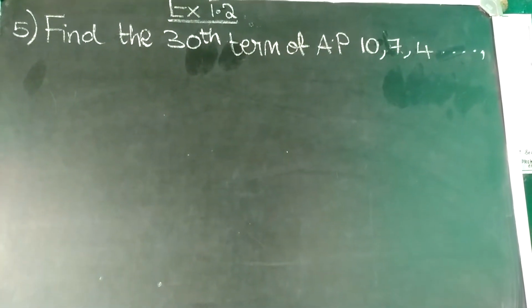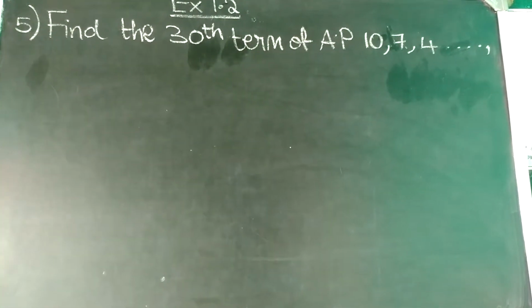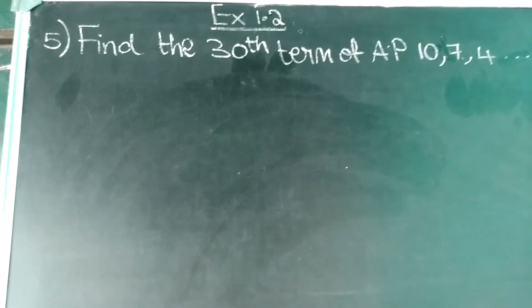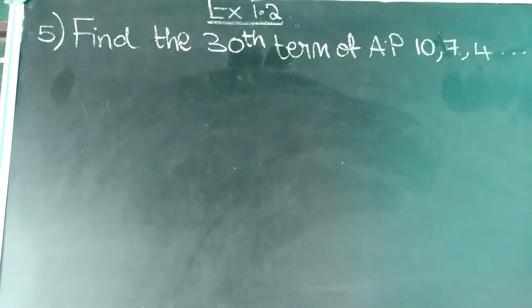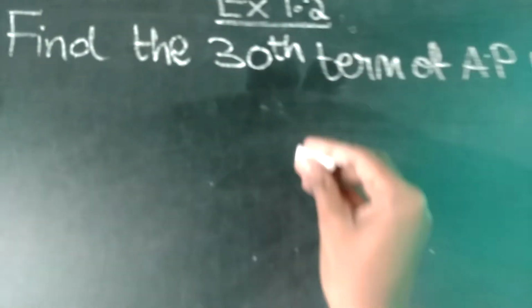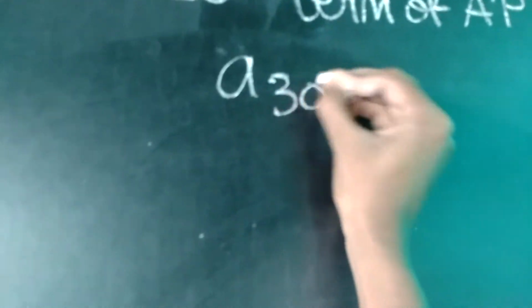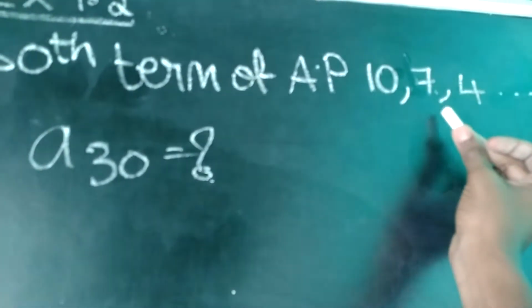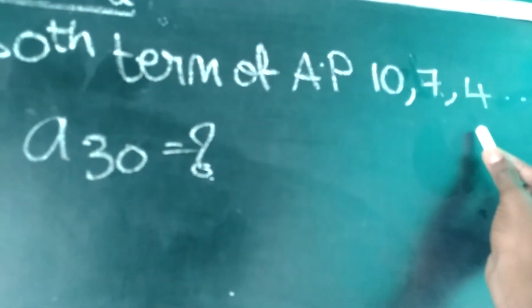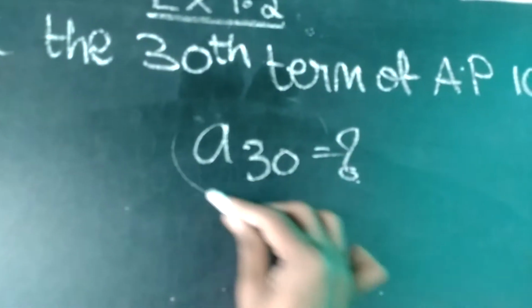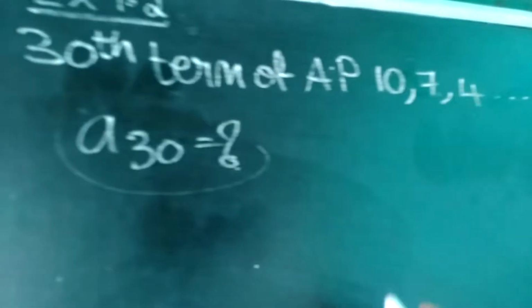Fifth one, find the 30th term of the AP 10, 7, 4. In this, we need to find the 30th term. 30th term in the sense, we need to find what is A30. In the given AP, they have given the first term, the second term, and the third term, and it goes on. So we need to find the 30th term of this AP 10, 7, 4.